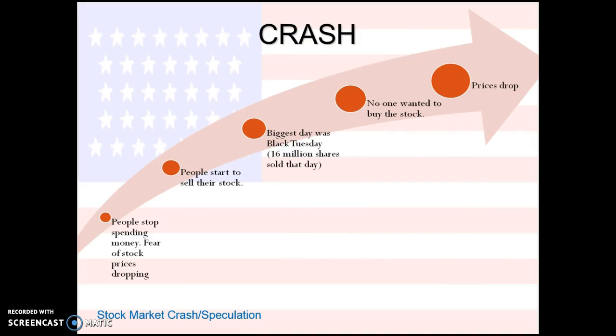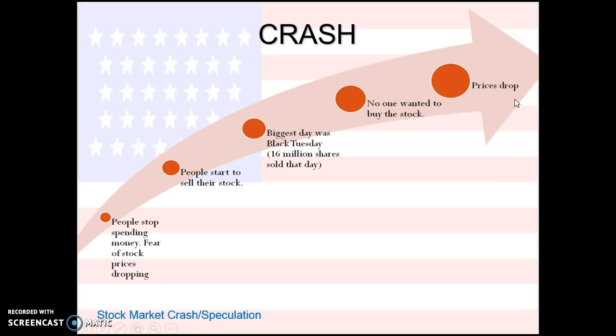Okay, so this is just a different way for you to see it. People stop spending money, because of the fear that stock prices are dropping. Then they start to sell their stock. Then Black Tuesday is the biggest day. 16 million shares were sold on that day. After that, no one wants to buy stock, and the prices drop.